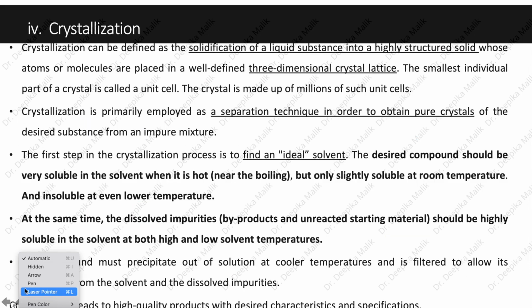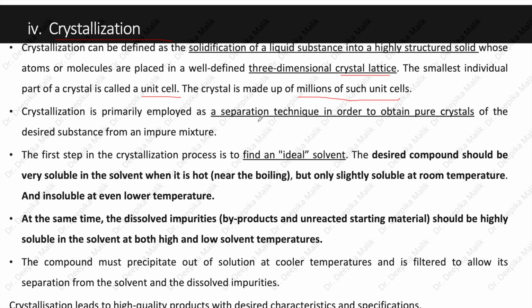Coming to the last process of purification stage, that is crystallization. Crystallization can be defined as the solidification of a liquid substance into a highly structured solid whose atoms or molecules are placed in a well-defined three-dimensional crystal lattice. The smallest individual part of a crystal is called a unit cell. The crystal is made up of millions of such unit cells.